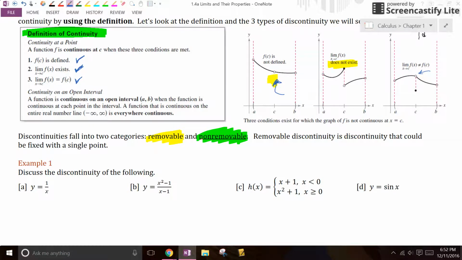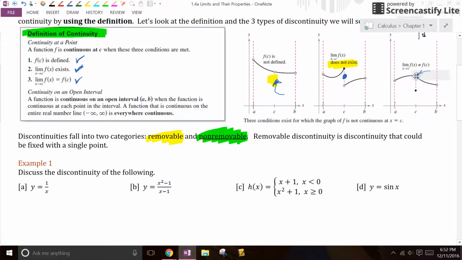Could you put a point in somewhere? Like I can here, I can put a point right there, right? And now all of a sudden, that one's fixed. It's continuous. But I can't do that anywhere else. I can't come over here and put a point and be like, oh, look, it's fixed. No, there's nowhere to put a point.